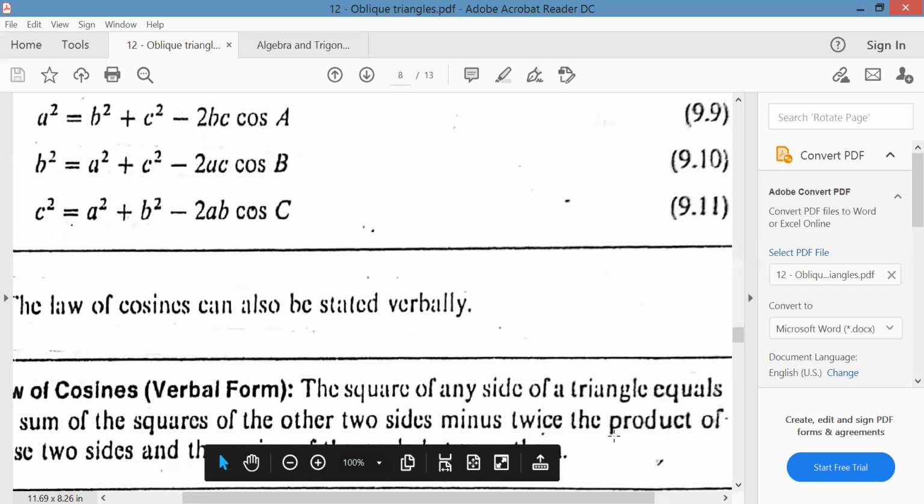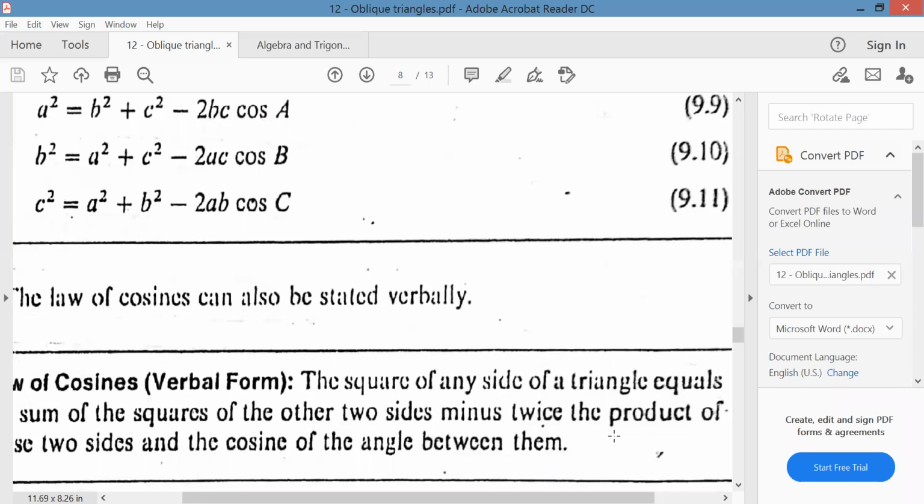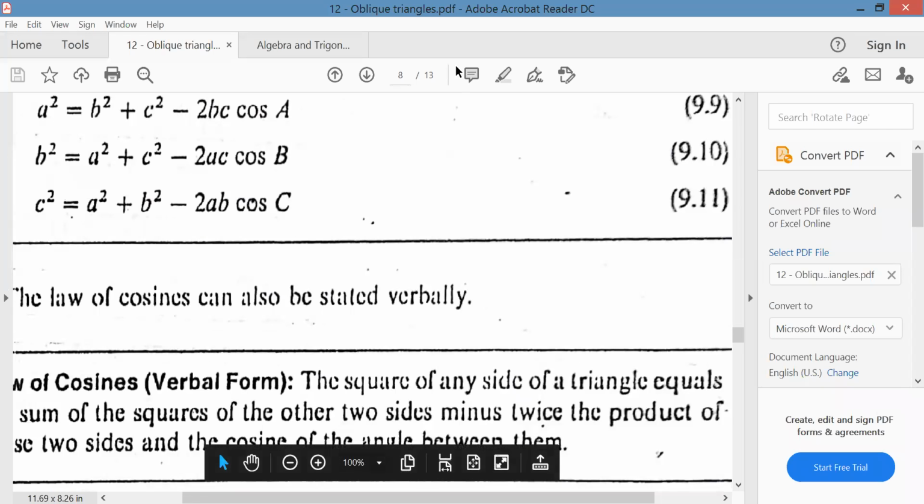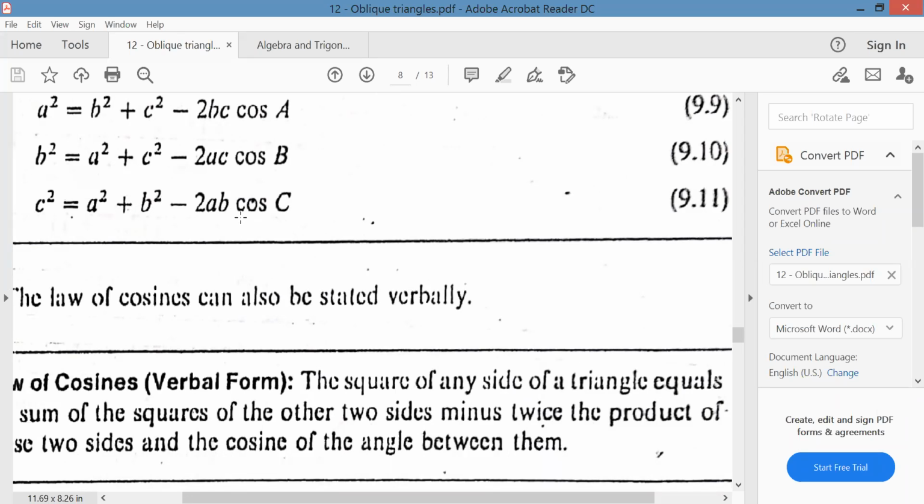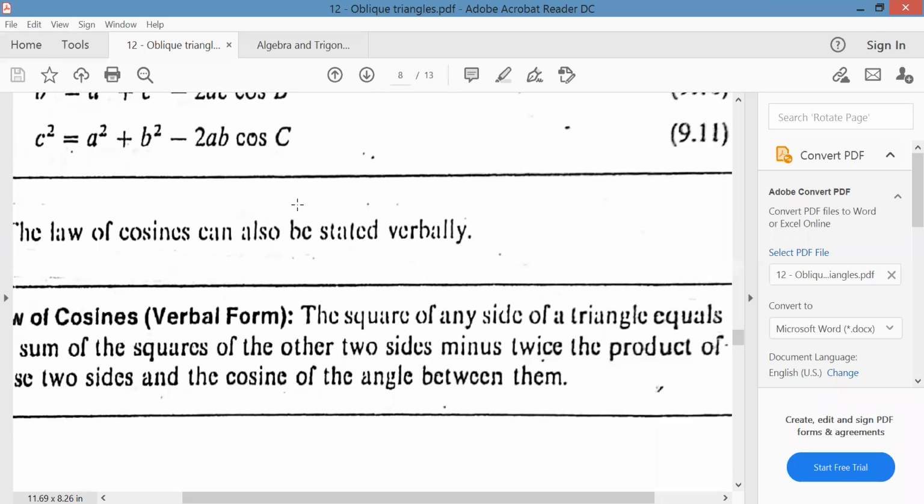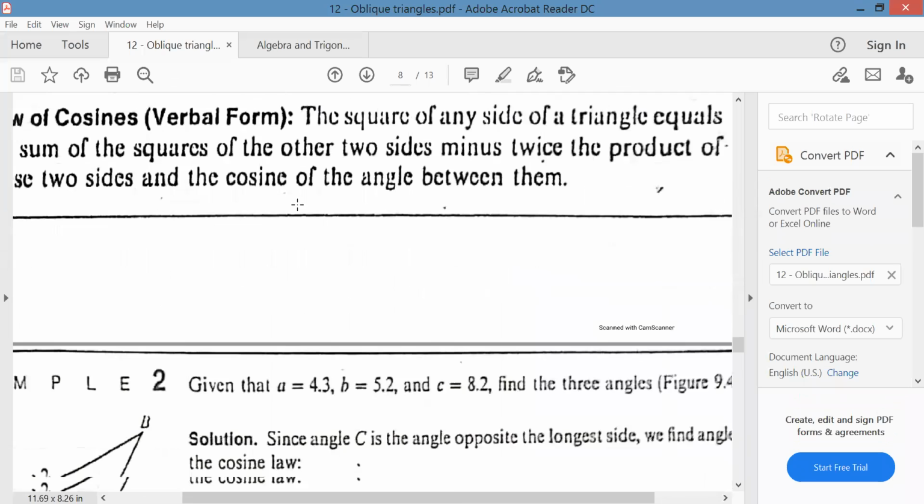So you are to keep in mind all these formulas, but remember these A, B, C are the included angles between the two sides which are written with cosine of the angle. So switch over to the exercise.